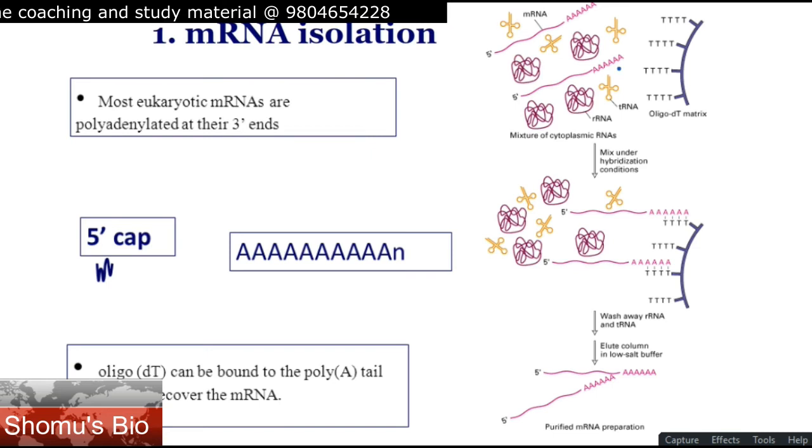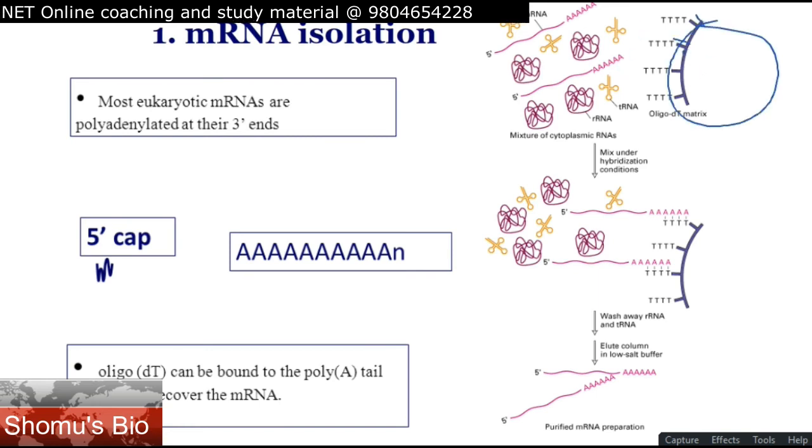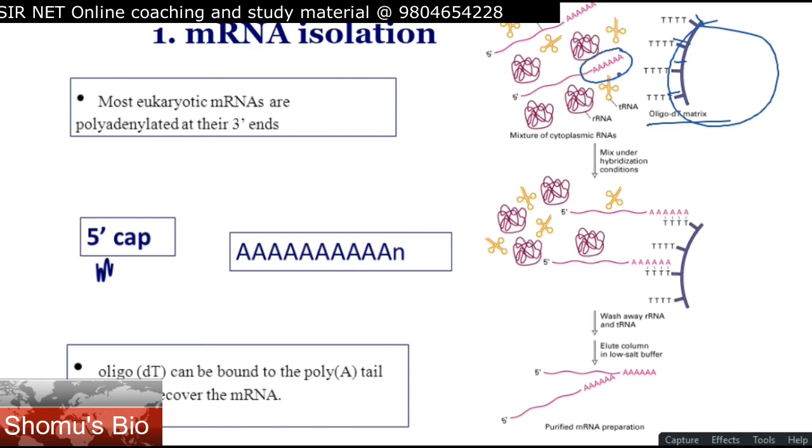So most eukaryotic mRNAs are polyadenylated at their 3' end. Okay, they are polyadenylated at the 3' end. So we use that polyadenylated 3' end to bind with the oligo-dT matrix. So what we have is beads, and on top of the beads we have multiple T-rich sequences known as oligo-dT. Now oligo-dT is the sequence where poly A should bind, because you know rRNAs and tRNAs don't have this, only mRNA has this after the maturation step.